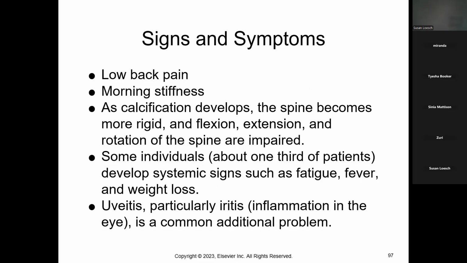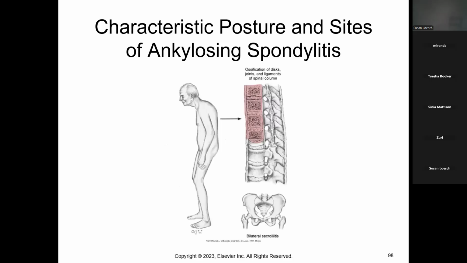As the calcification develops, the spine becomes more rigid. Flexion, extension, and rotation would be impaired here. For some people, they'll develop systemic signs like fever, fatigue, weight loss. They can also develop uveitis or iritis in the eye. The posture that's characteristic for ankylosing spondylitis is here. Okay, so you can see the hump developing on the back there.